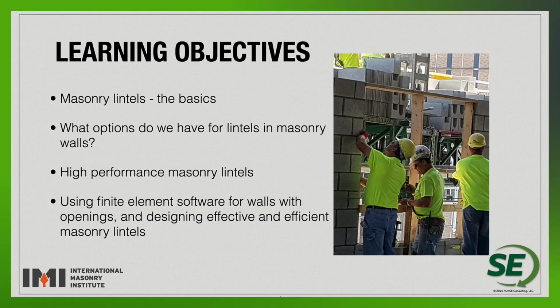So basically our learning objectives are going to be looking at lintels, covering some of the basics, looking at what different options we have for lintels, masonry walls, what different types of materials we have for options, and what some different choices that we make relative to the masonry elements, which affect the lintel load quite a bit. And then we'll look at high-performing lintels and some finite element analysis tools. And then, like I said, a strength design example.